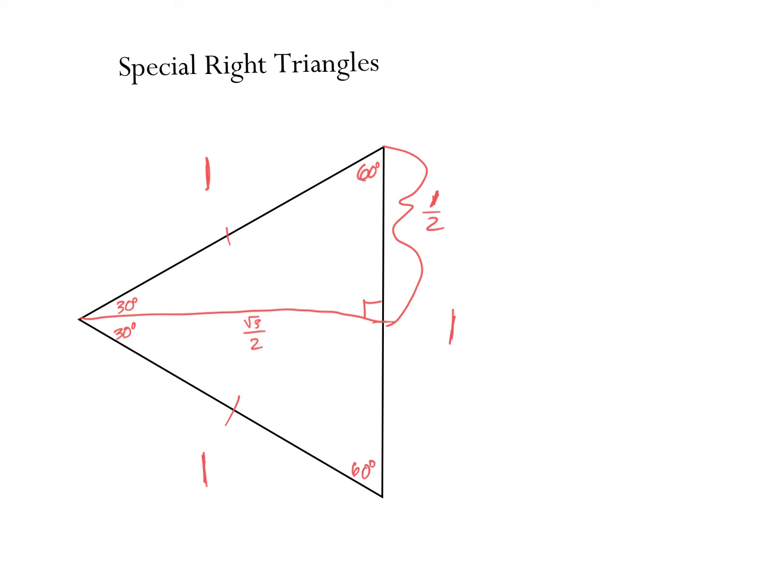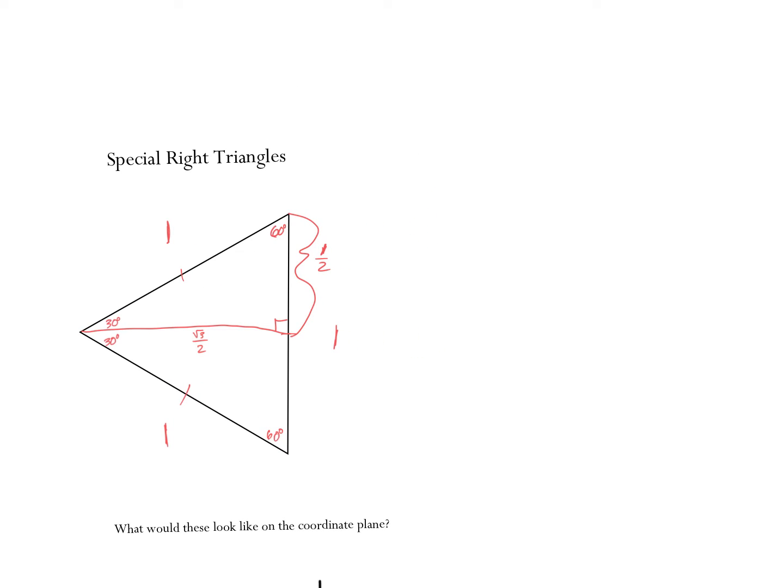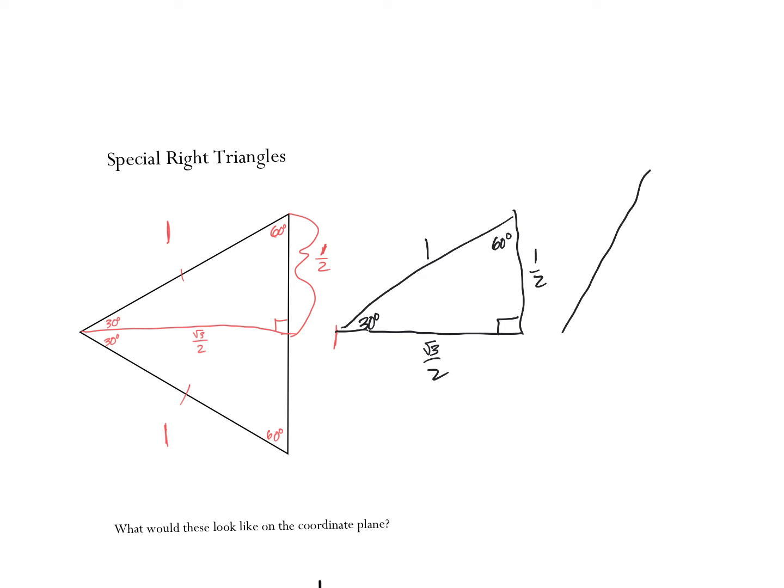Now, from this, I think we can draw two different triangles, okay? This is going to feel a little bit weird. We could draw this one. Or this one. They're the same triangle. They're just oriented in two different ways. Okay?